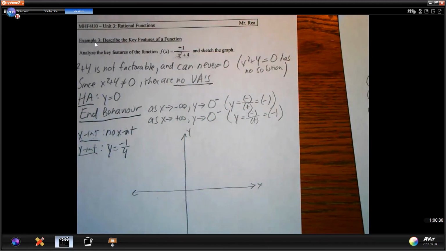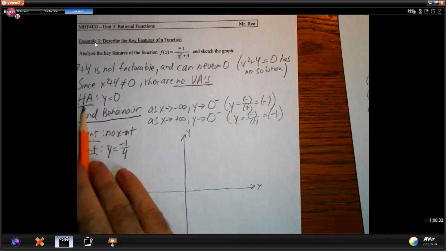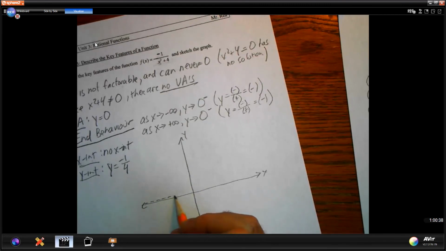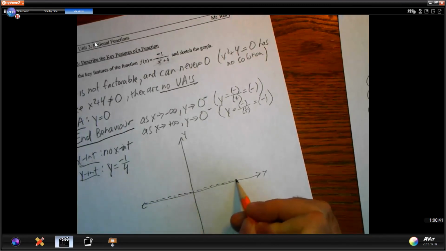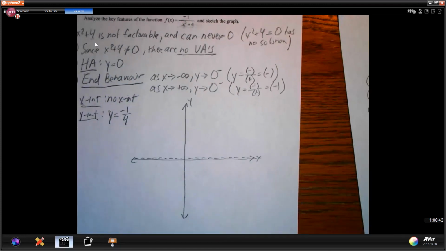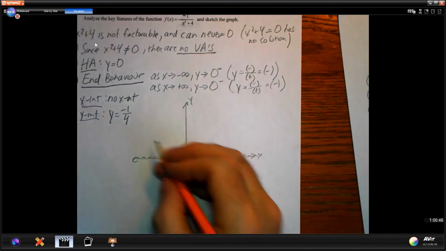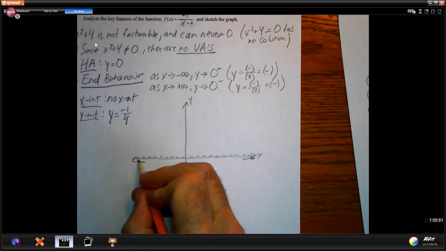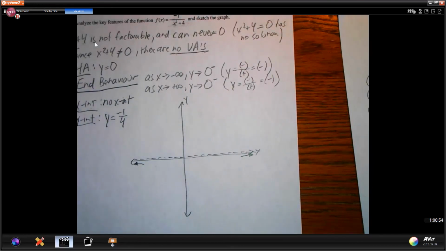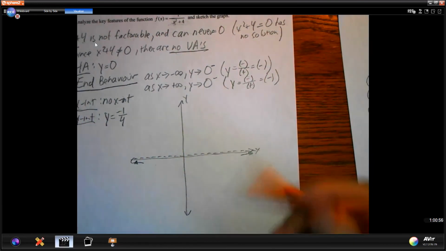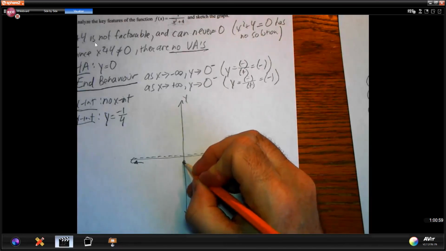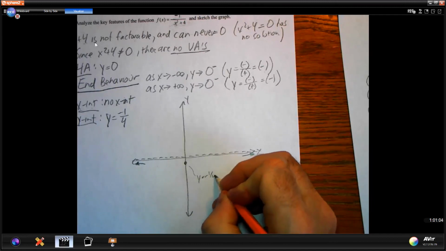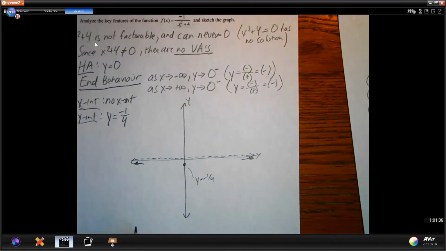Okay, so this is going to be a little different because normally the first thing I draw would be the vertical asymptotes, and there aren't any, but there is a horizontal asymptote here. And the behavior was approaches from below. So I'll put those arrows here. And the only point we had was -1/4. Okay, and that's all we got.